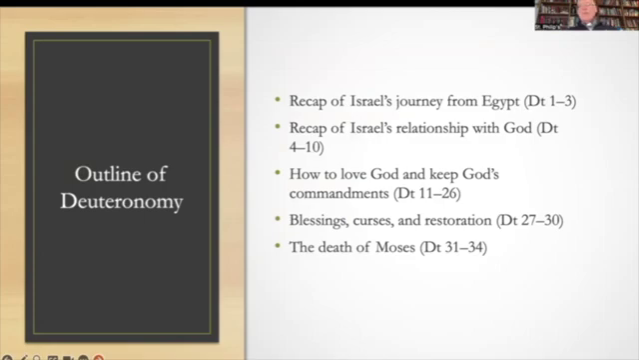So chapters 1 through 3 are a recap of Israel's journey from Egypt. 4 through 10 is a recap of Israel's relationship with God. Remember, this is kind of reiterating the story and the promises. 11 through 26, how to love God and keep the commandments. Blessings, curses, and restoration. And then finally, at the end of the book, the death of Moses.